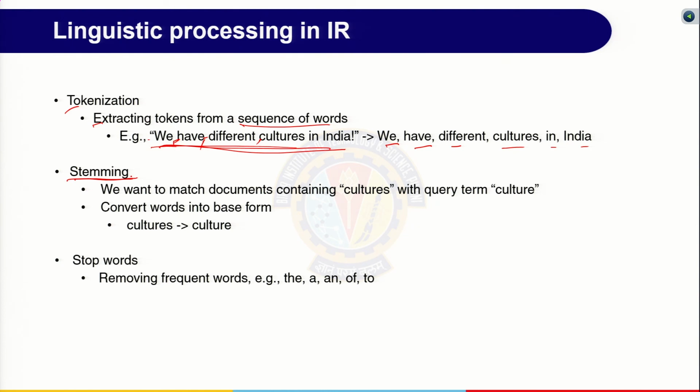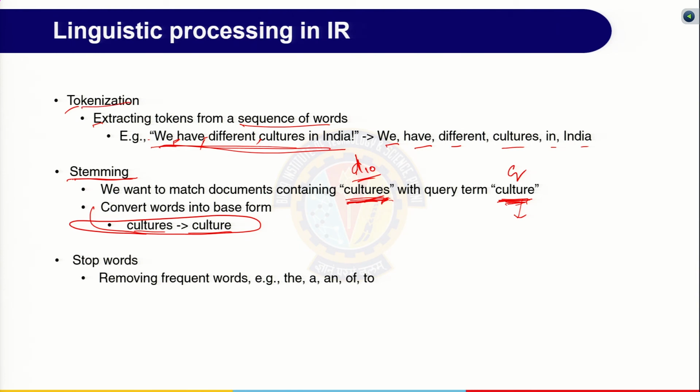Second thing that we have to do is stemming. If you want to match, let's say, the query term culture with the word cultures, there is a document D10 which has a mention of cultures, and you are trying to search for culture. However, the words are similar, with a plural and a singular form, so they won't be matched if you use them as they are. So what we do is we convert such words into the base form. So cultures is now converted into the base form culture, and then you also convert your query term into the base form so that you can match these words as well.